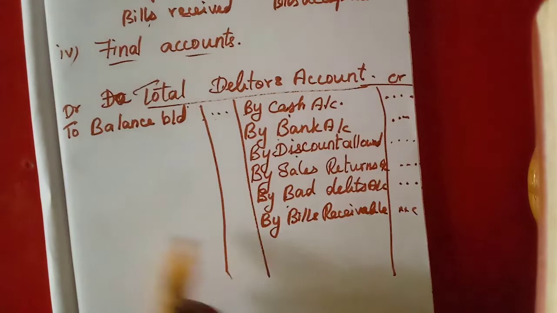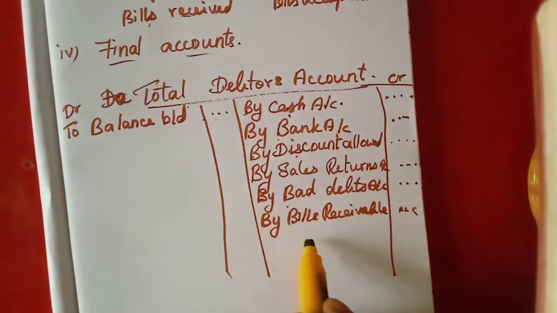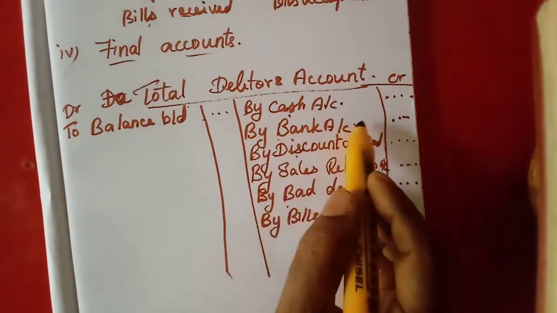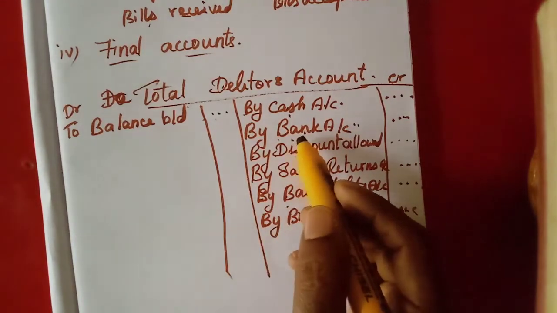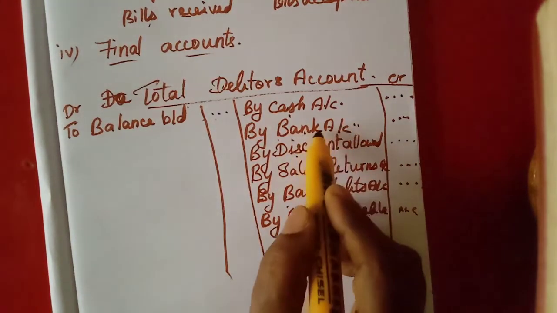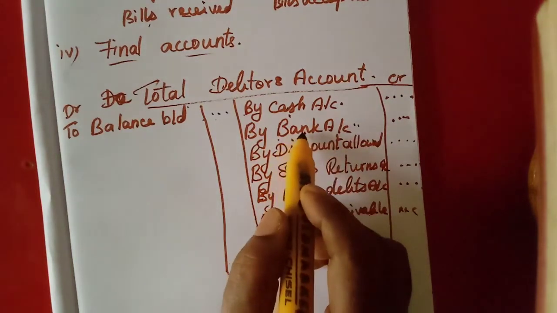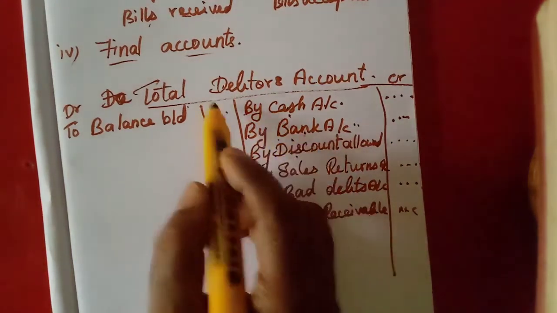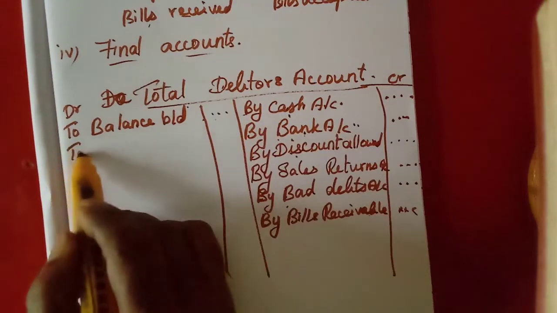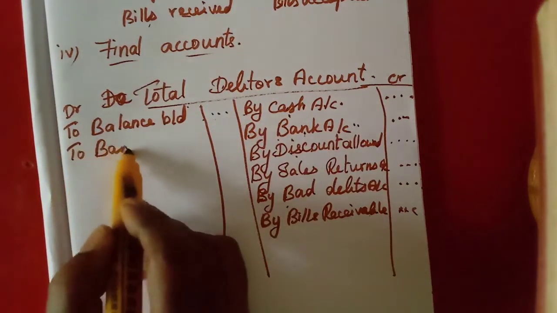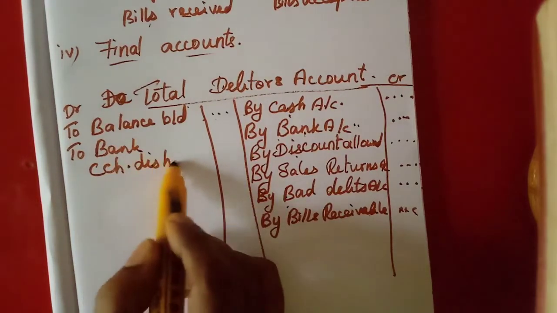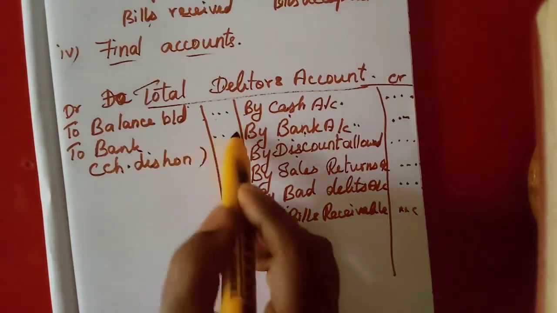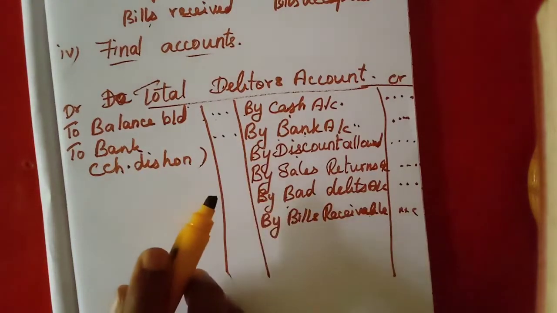Now you see, when we receive the cheque and deposit it inside the bank, sometimes this cheque will be dishonored. Again, we have to debit the debtors account and credit the bank account. There you have to write cheque dishonored.